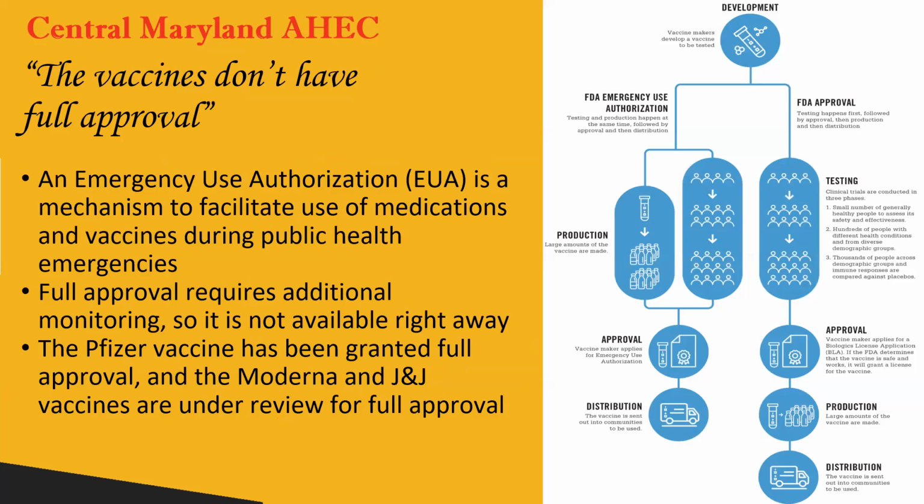Another common concern is that the vaccines do not have full approval. So the vaccines were given approval under an emergency use authorization, and this authorization is a mechanism to facilitate the use of medications and vaccines during public health emergencies. So full approval beyond an emergency use authorization requires additional monitoring, so it is just not available right away. And we know now that the Pfizer vaccine has been granted full approval, and the Moderna and J&J vaccines are under review for full approval. And this is just because the Pfizer company submitted their paperwork for the approval earlier than Moderna and J&J, so it's just taking some time to review the applications and the data for those other two companies.